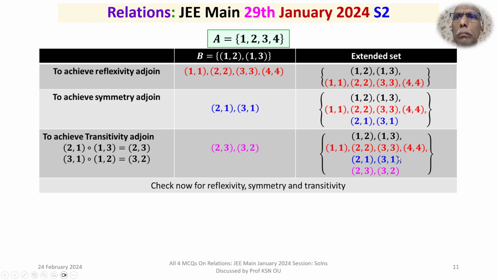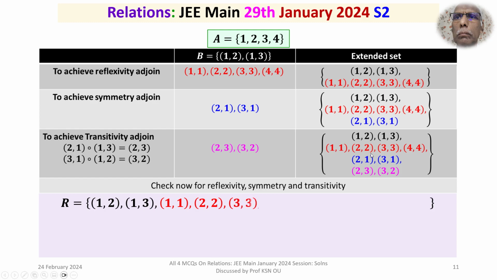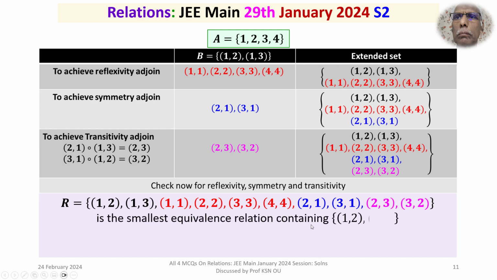So this equivalence relation contains this B. So R will be the required equivalence relation consisting of these elements. Right. So this is the smallest equivalence relation containing B, that is the set consisting of ordered pairs (1, 2) and (1, 3). Therefore, the number of elements present in this equivalence relation is 10. So 2 plus 4, 6, plus 2, 8, plus 2, 10.